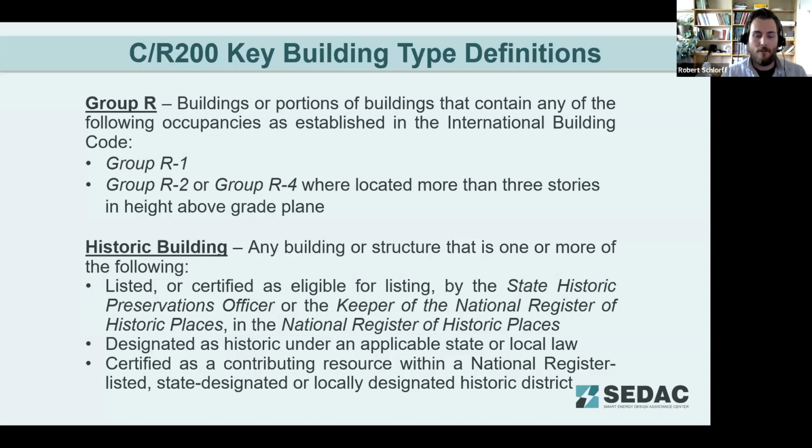If the building in your project fits any of those 3 definitions, it is then a historic building, and it may then be exempt from the energy code requirements. If your building does not meet those definitions, it is an existing building, and you would then go to chapter 5 to see what requirements apply to your building.